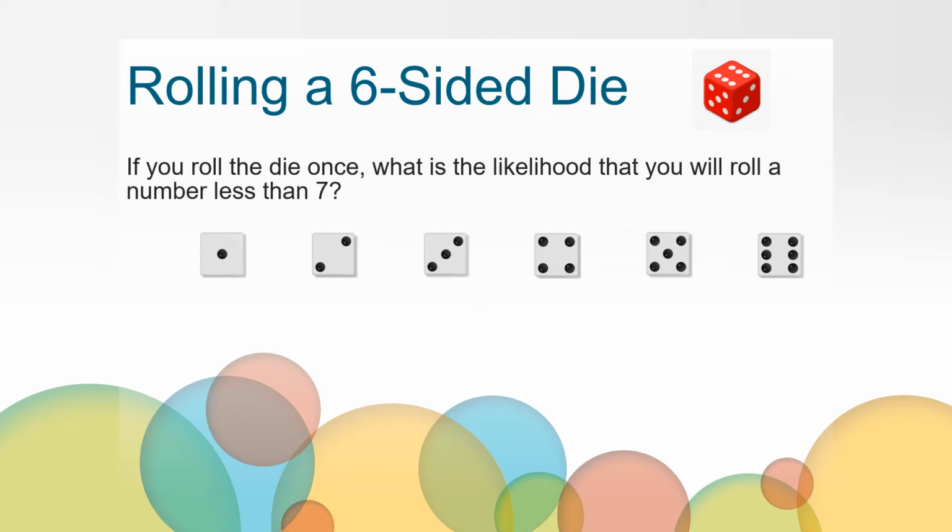Now, what if I asked you this question? What is the likelihood of rolling a number less than 7? Well, what outcomes are less than 7? That's right, all the outcomes are less than 7 because 1, 2, 3, 4, 5, and 6 are all less than 7. So the likelihood of rolling a number less than 7 is certain. There are 0 outcomes that are greater than 7.